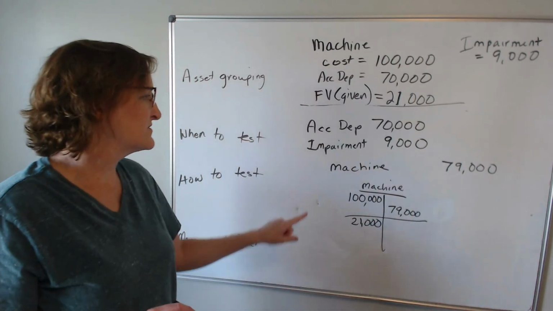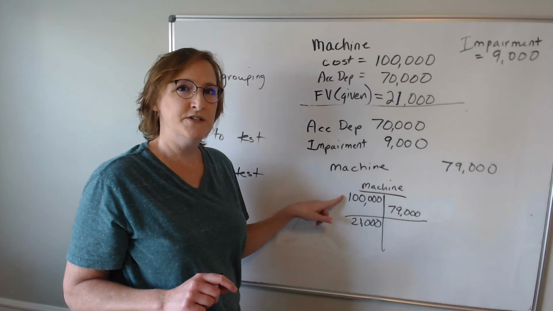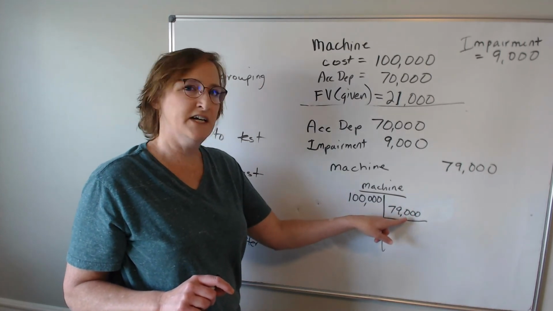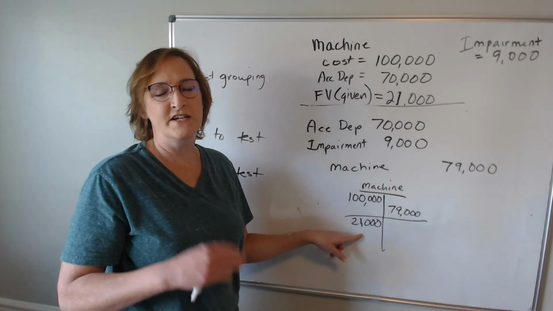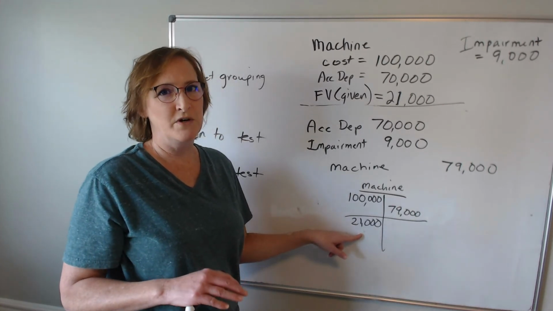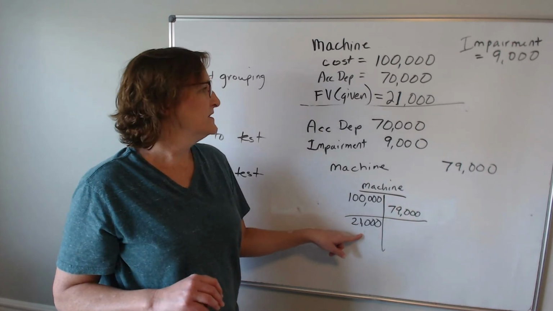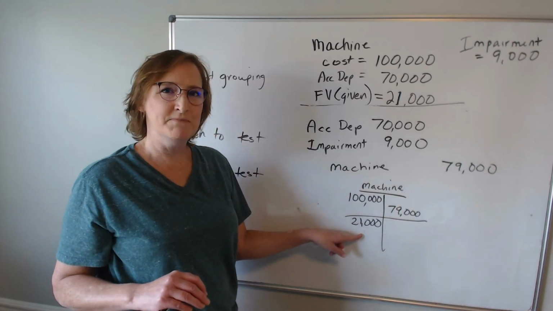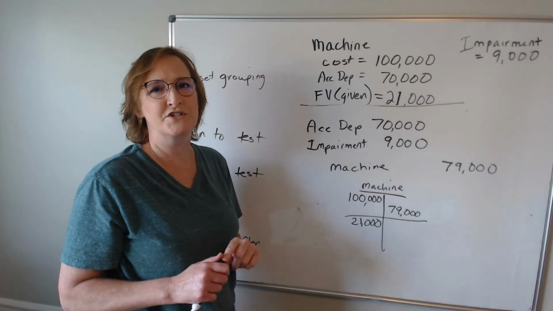So now let's look what happens with the machine T account. Its original cost was $100. We took off $79. The remaining amount is $21. So starting next year, book value is $21, and we start depreciating it over 3 years. Okay? So that's all there is to it. Just remember, when you do the impairment, you've got to take away that accumulated depreciation.